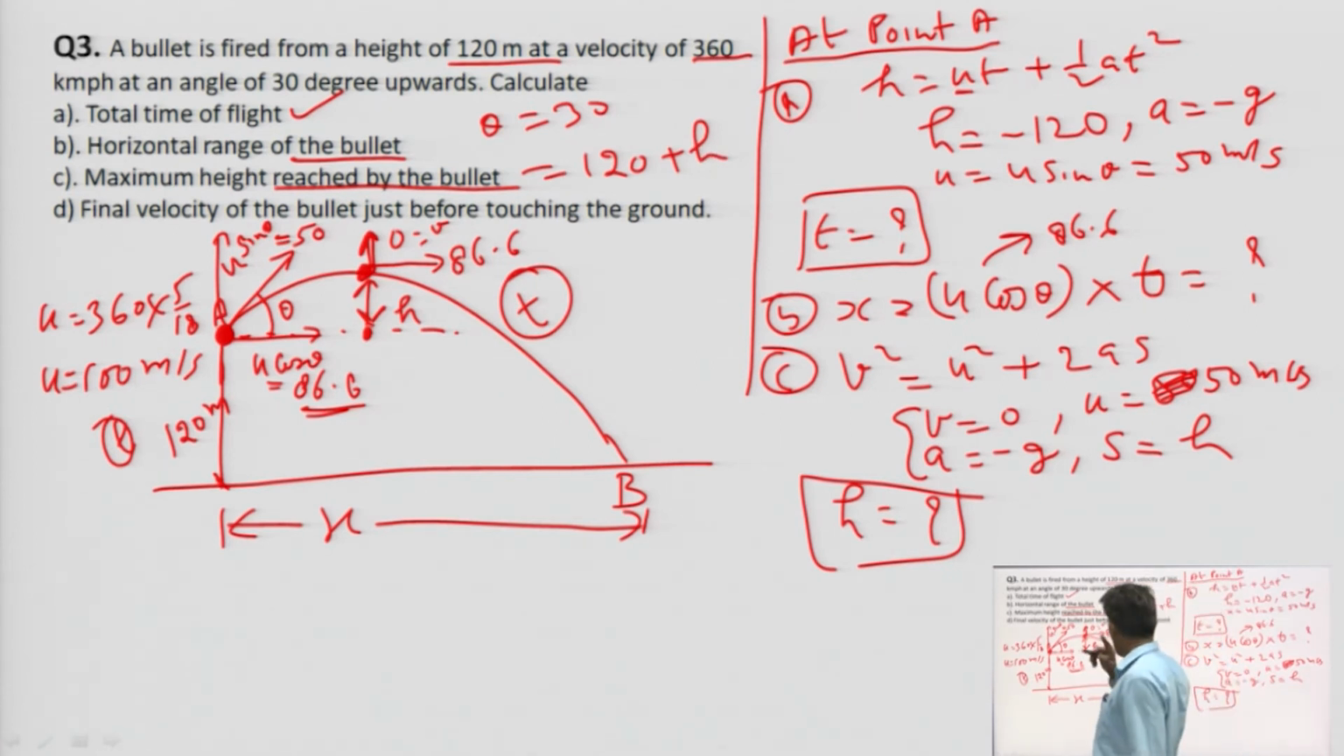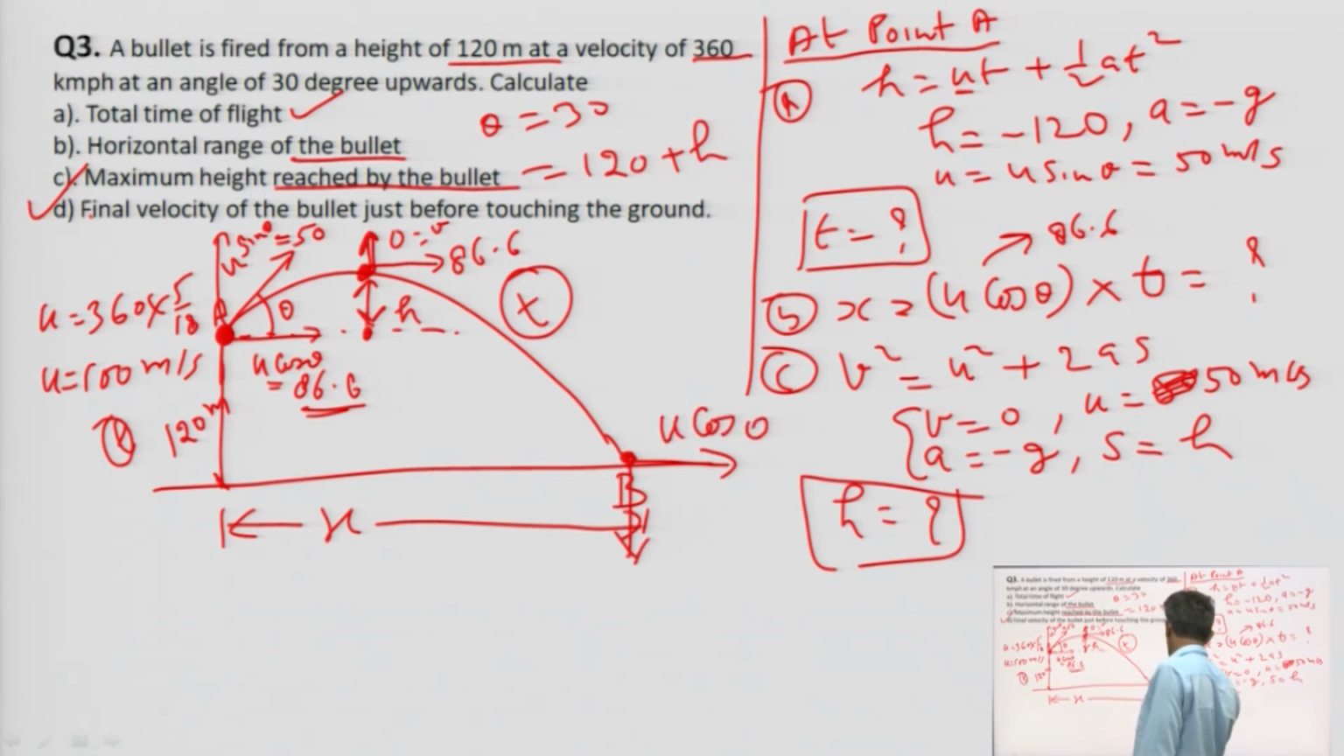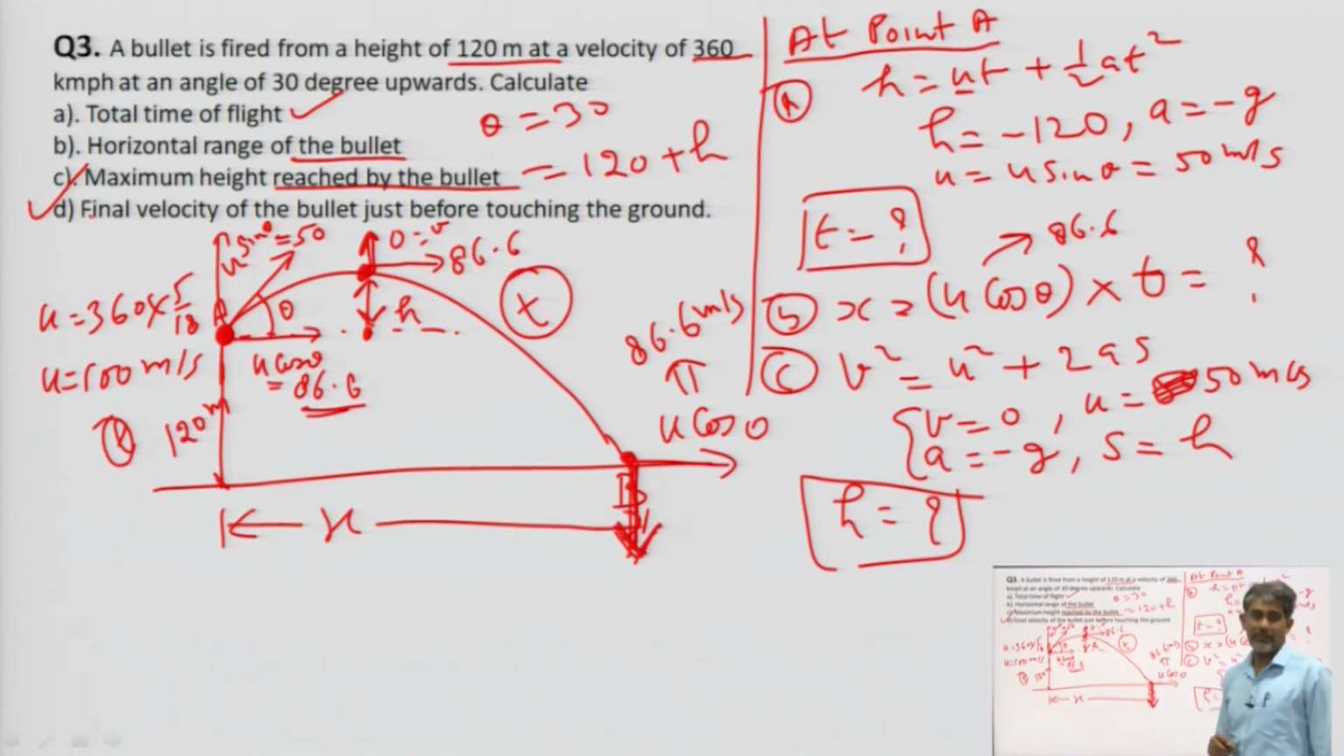The next option: final velocity of the bullet just before touching the ground, means here. We need to find the final velocity. Two components of velocity will be here. Horizontal component of velocity is u cos theta, and it is known to us, 86.6 meter per second. And the vertical component, that we need to calculate, suppose this is v dash. How will it be calculated?